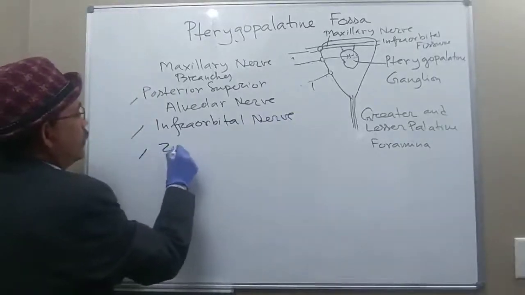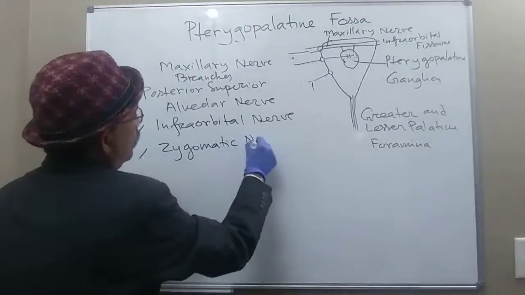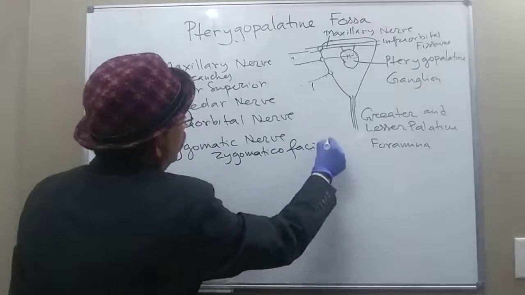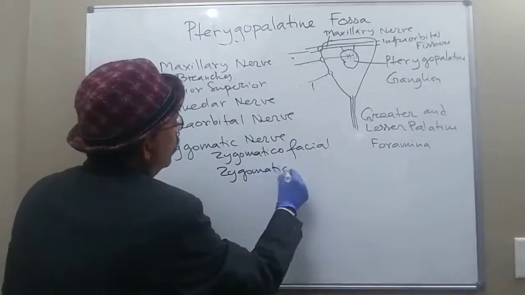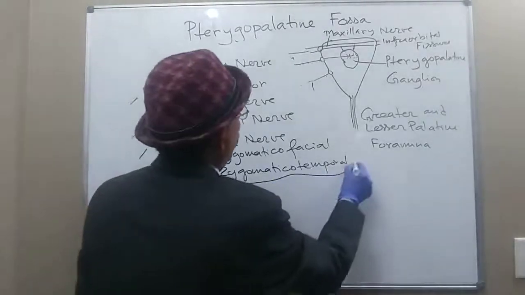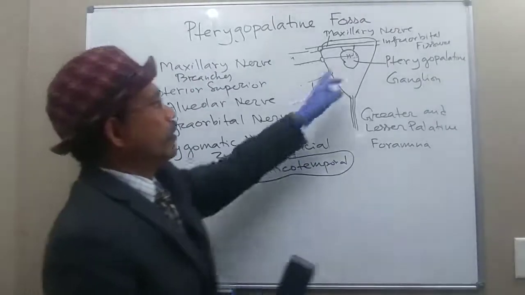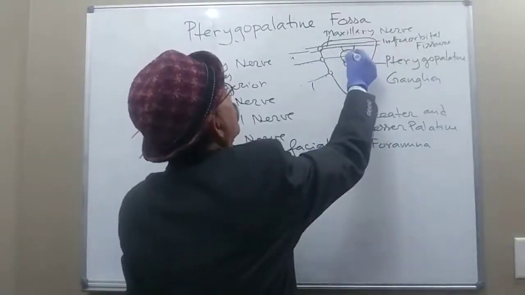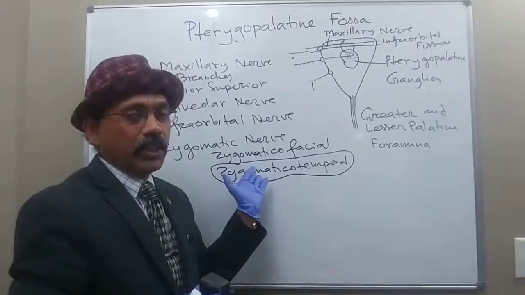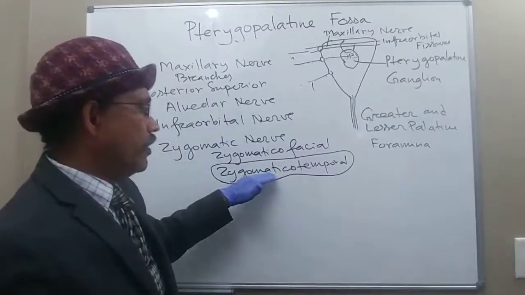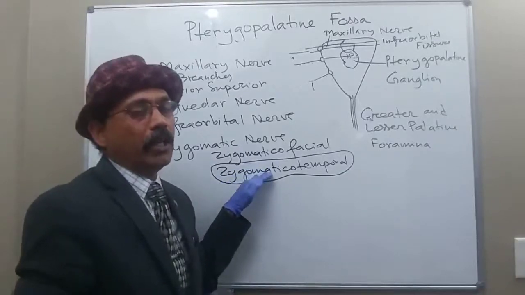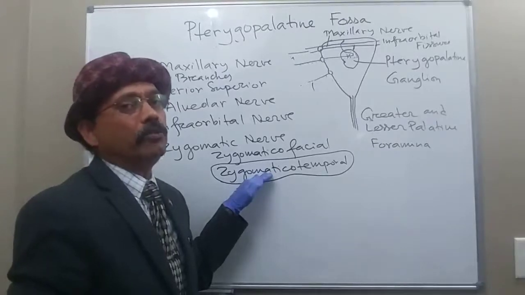Okay, we get the zygomatic nerve. It has two divisions, zygomaticofacial and zygomaticotemporal. Okay, we got that. And this is very important: through the zygomaticotemporal nerve, the pterygopalatine postganglionic parasympathetic fibers will go here and innervate the lacrimal gland via the lacrimal nerve. So this carries the postganglionic parasympathetic fiber from the pterygopalatine ganglion and it will be distributed through the lacrimal nerve. But the lacrimal nerve is a branch of the ophthalmic division of the trigeminal nerve.